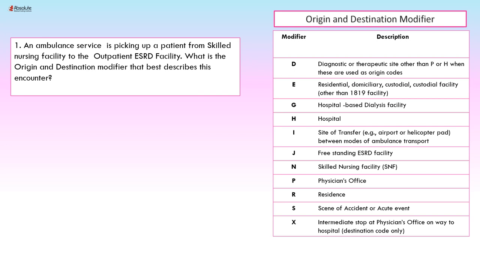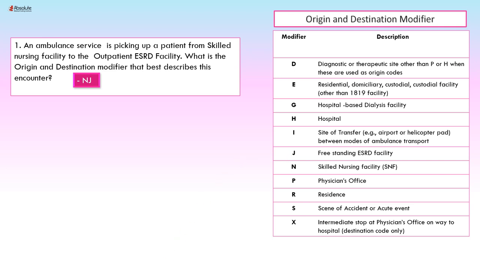All right, I'm seeing some great answers coming through. And if you said it would be NJ, because the origin of this patient, where the patient is being picked up, is from the skilled nursing facility, that gives you the character modifier N. And then the destination is, of course, outpatient ESRD facility. So that will have to be freestanding ESRD facility. That would be J, all right? Okay, so if you got that right, well, you just created your modifier. Great job.